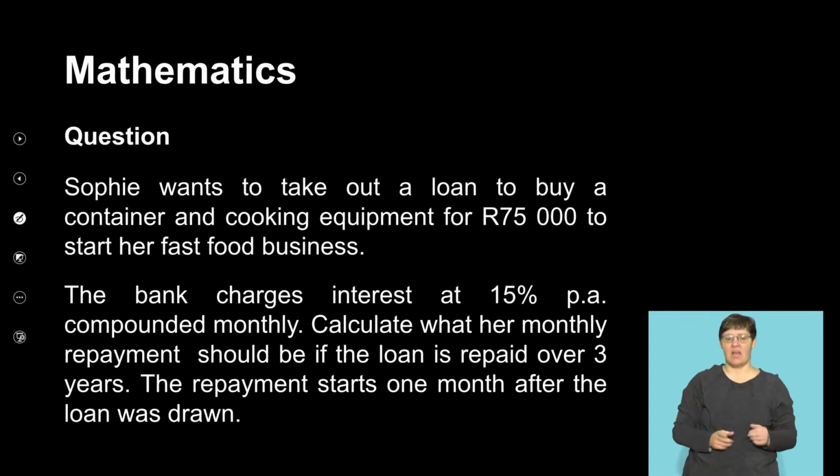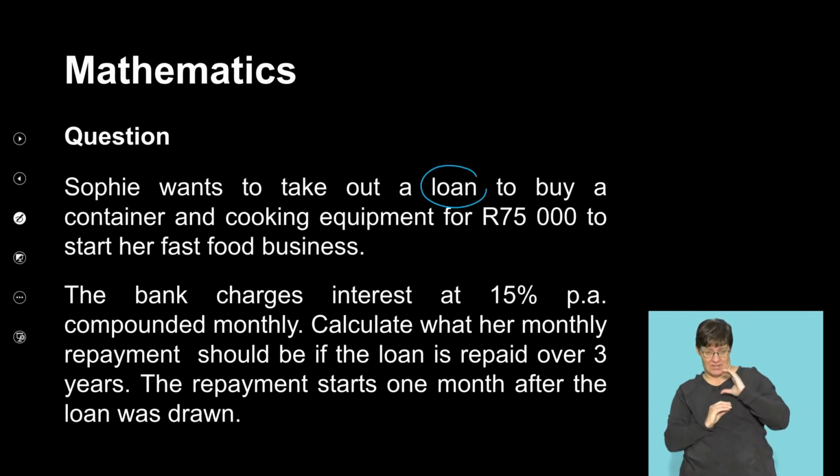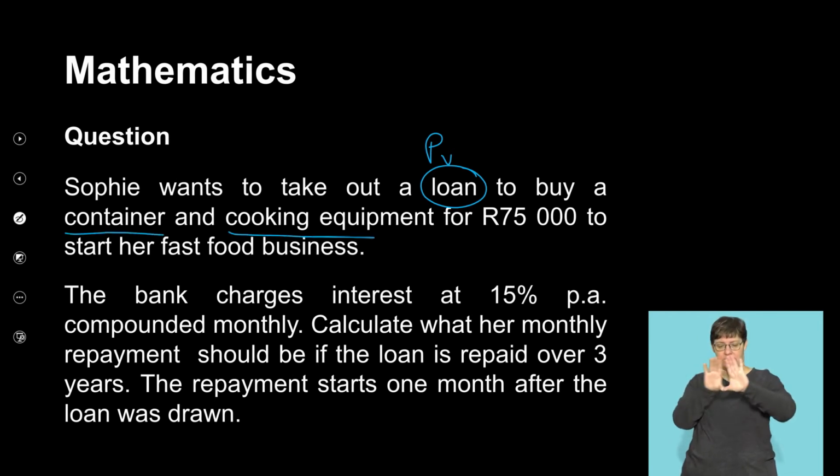So the last question that we're going to look at for now will be this one. So Sophie wants to take out a loan. Immediately I see the word loan, I then know I'm talking about present value, right? And this loan is mainly to buy a container and cooking equipment for 75,000 together, right? To start her fast food business.